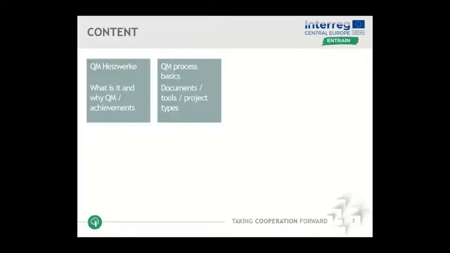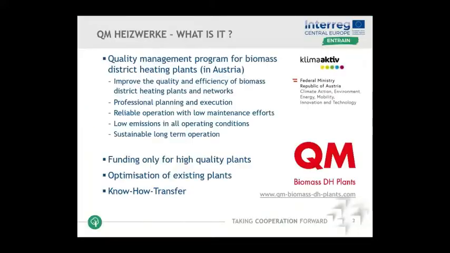But first, let's start with what is QM Heizwerke. It is a quality management program for biomass district heating plants. The name QM Heizwerke is only used in Austria. The main objectives are to improve the quality and efficiency of biomass district heating plants and the networks, to have a professional planning and execution of these plants, reliable operation with low maintenance efforts, low emissions in all operating conditions, and a sustainable long-term operation also.